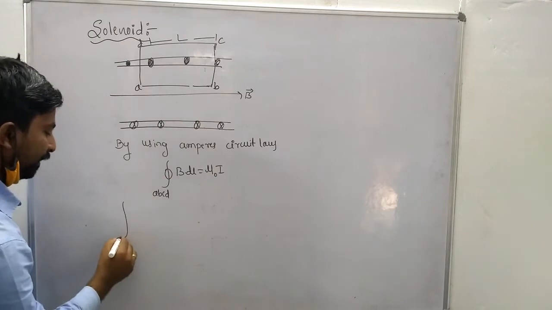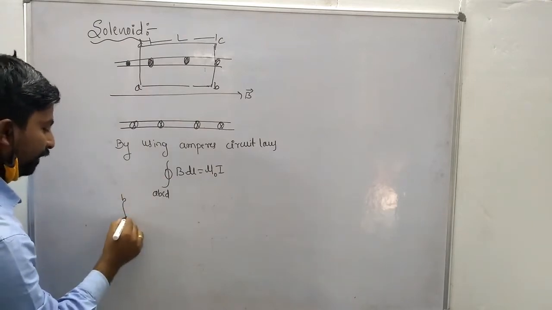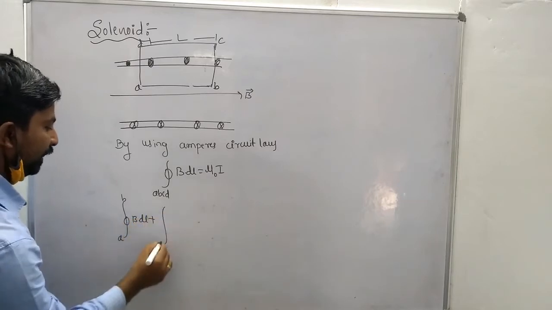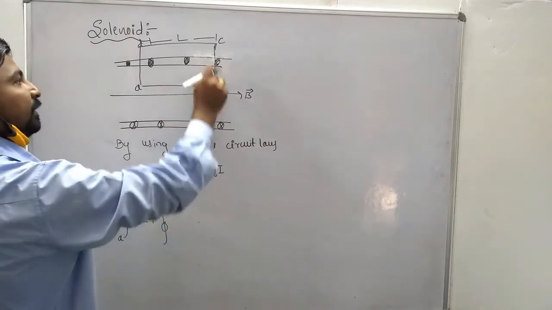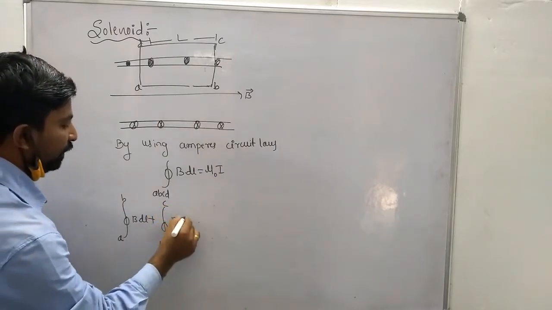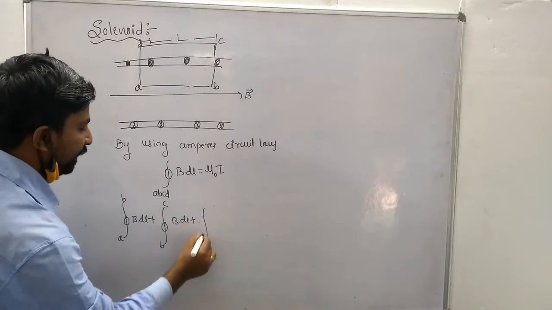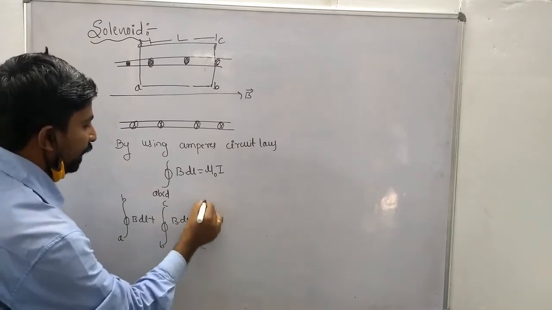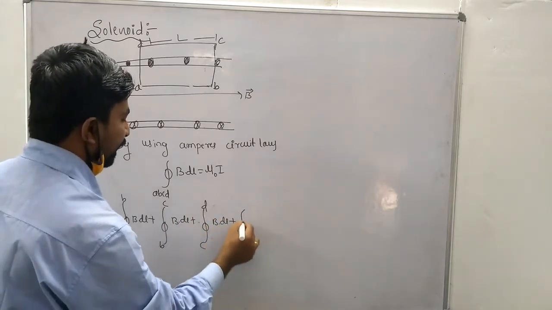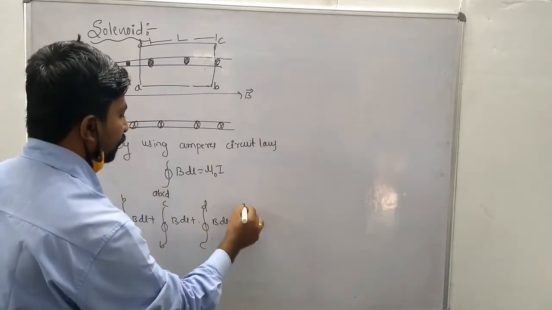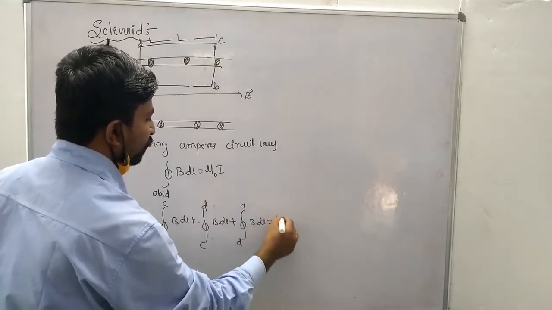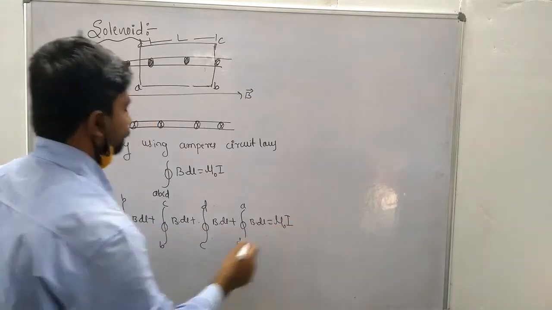So the line integral from A to B, B dl, plus the line integral from B to C, B dl, plus the line integral from C to D, B dl, plus the line integral from D to A, B dl, is equal to mu naught I.